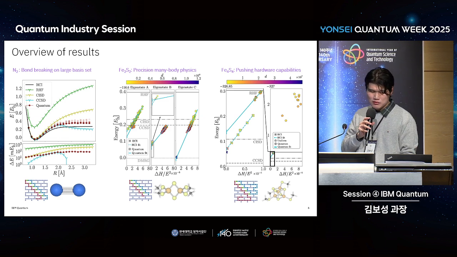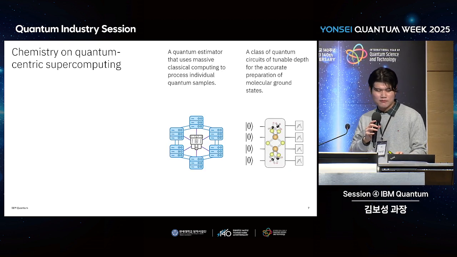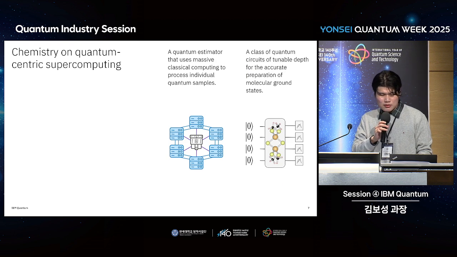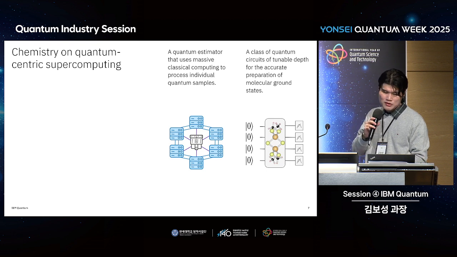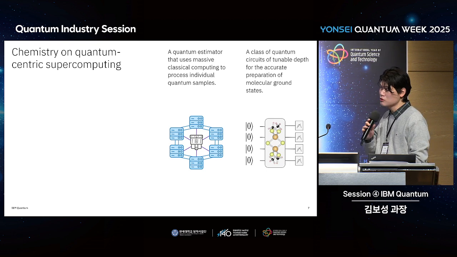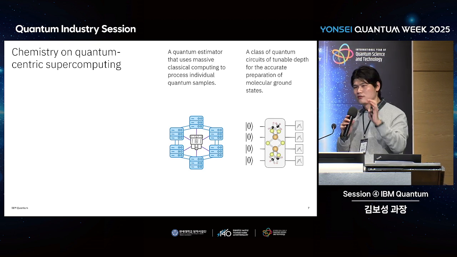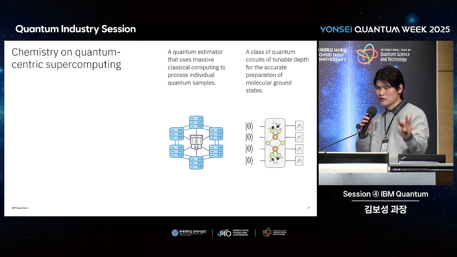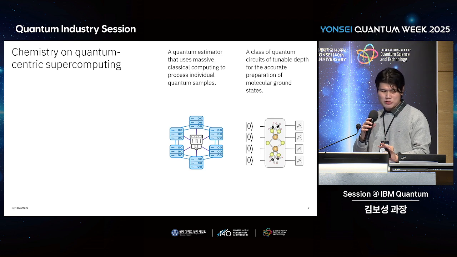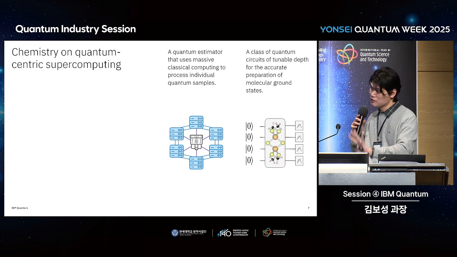So how did we achieve this? Now we are going to look at the method we applied for this simulation. We want to look into chemistry on quantum-centric supercomputing. We call this QCSC, quantum-centric supercomputing, the term we use for a quantum computer that is supported by a classical supercomputer, which will enable us to go further beyond just classical computing or just quantum computing.